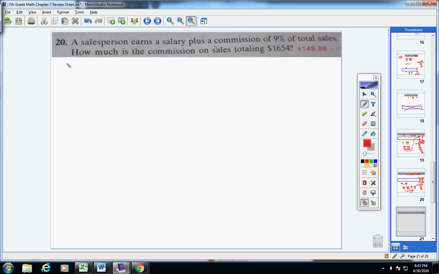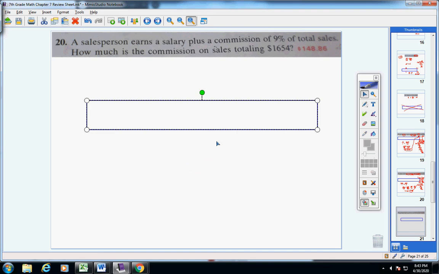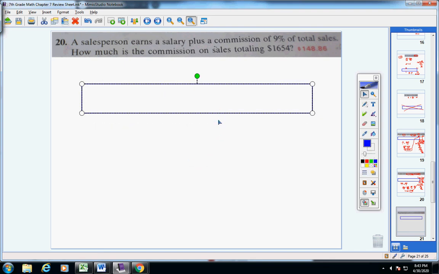Number 20. Here we go. The salesperson earns a salary plus a commission. Okay? Now their commission is 9% of total sales. How much is the commission on sales totaling 1654? Now, first of all, it always helps, guys, to get your 100% nailed down.